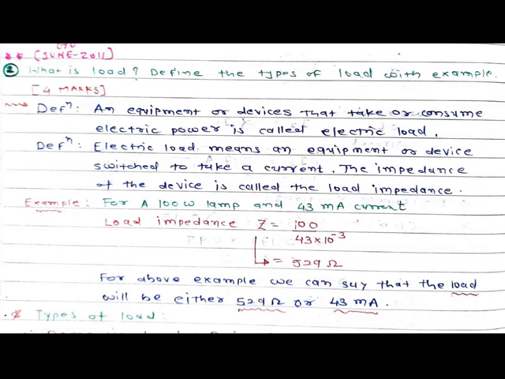And the second definition for load is that electric load means an equipment or device which takes a current, and the impedance of the device is called the load impedance. The impedance of the load device is called the load impedance.